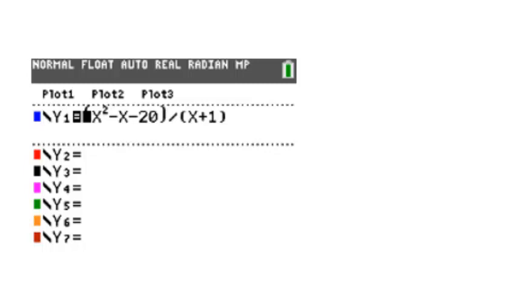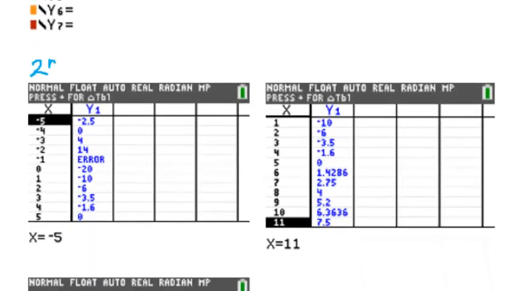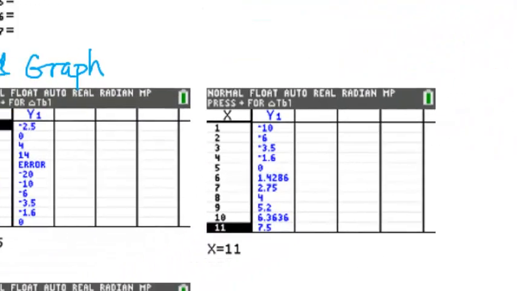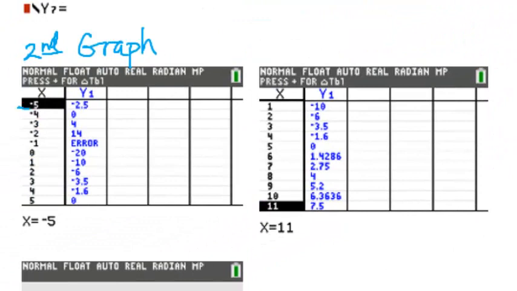So we input the equation, then we're going to look at the table. If you do second and graph, you'll get a table. And what values did I think about plugging in? Negative 5, negative 2, 0, and 6.